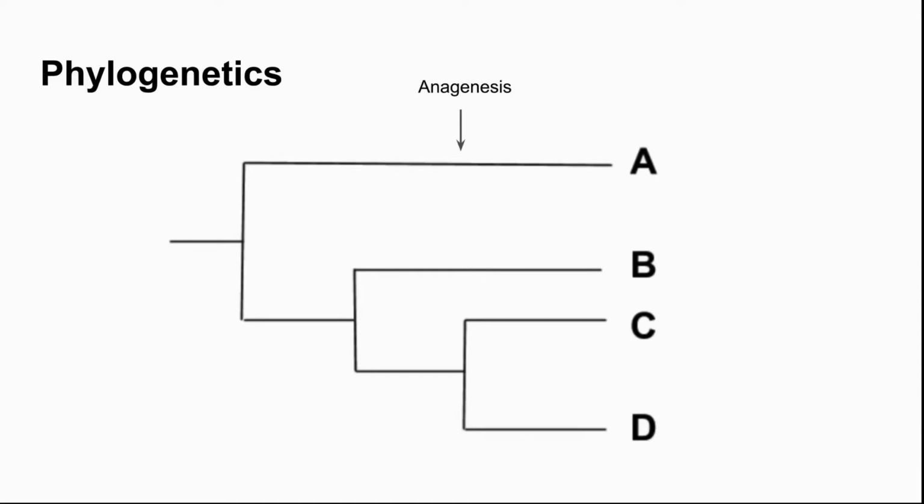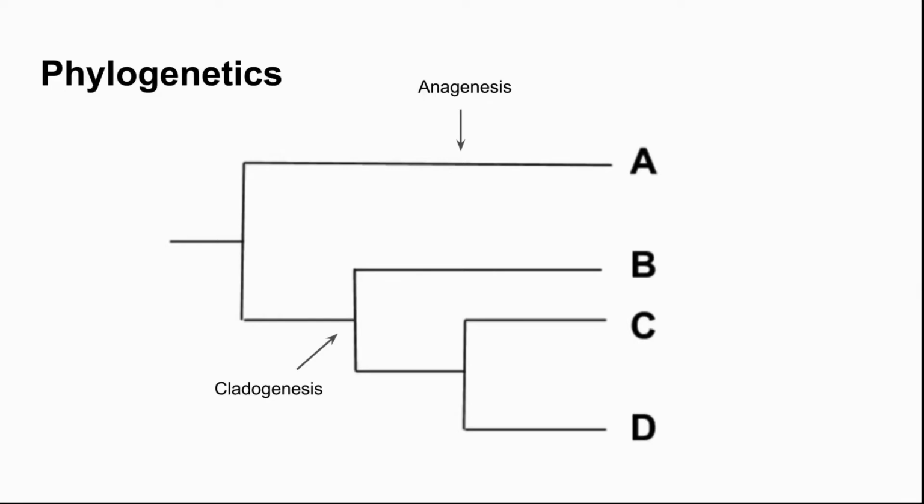Anagenesis is the evolution of a species that continues over time. Anagenesis can be seen here, because there is no branching and we can see that this species is continuously evolving without interruption. Cladogenesis is the splitting of one lineage into two separate lineages, as we can see here on the tree.